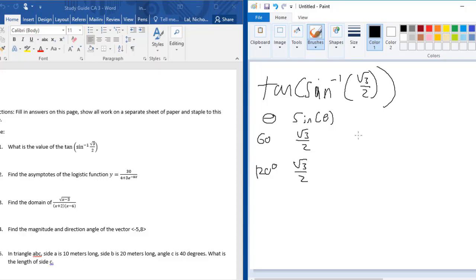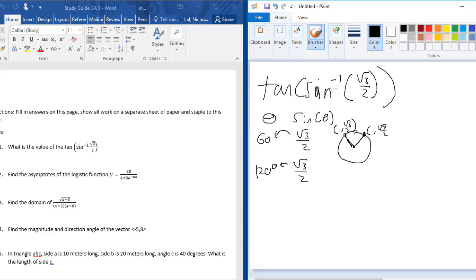So this is a visualization on the unit circle. At 120 degrees, the sine value would be root 3 over 2. So that's kind of the intuitive logic. So anyways, if the sine of 60 is root 3 over 2, the inverse sine of root 3 over 2 could be either 60 degrees or 120 degrees. So we can say that the inverse sine of root 3 over 2 is 60 degrees or 120 degrees.